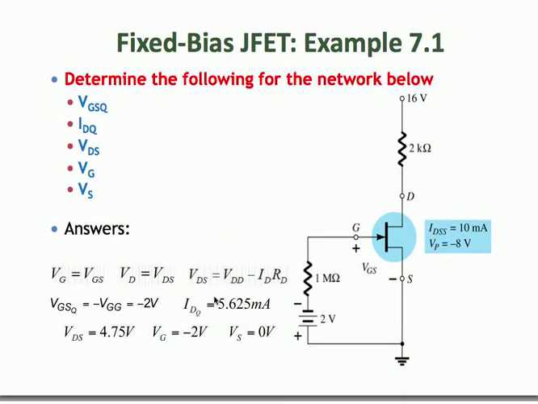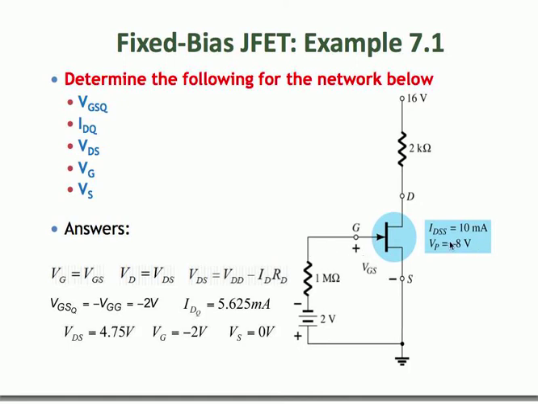Okay, so let us look at a very quick example on how to analyze a fixed bias JFET circuit. So this is example 7.1 in the textbook. You are given a fixed bias JFET circuit, and you know the circuit is fixed bias because you have a DC voltage directly connected to the gate terminal, so it's fixed bias.